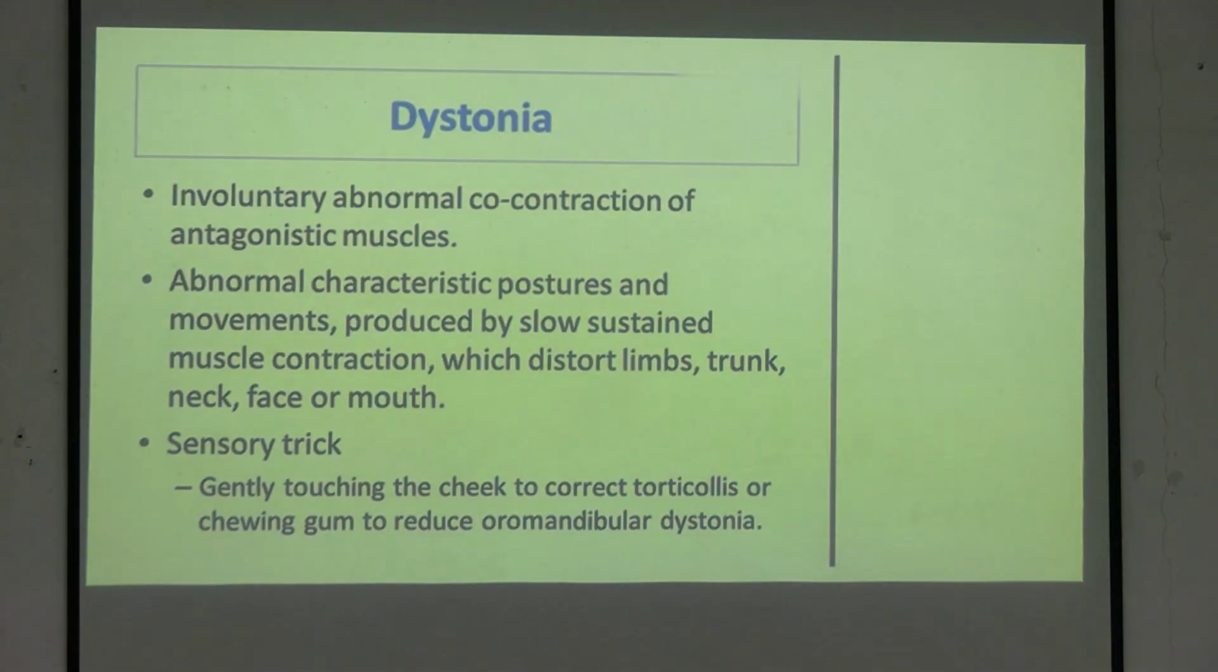Now come to dystonia. I will pass quickly. Dystonia: involuntary movements, there is a lack of coordination. This is the most important part of dystonia, it is sustained. Abnormal characteristic posture and movement produced by slow, sustained muscle contraction with distorted trunk. We keep the stress on this word sustained. A sensory trick, sometimes a touching trick, can also relieve this dystonia.